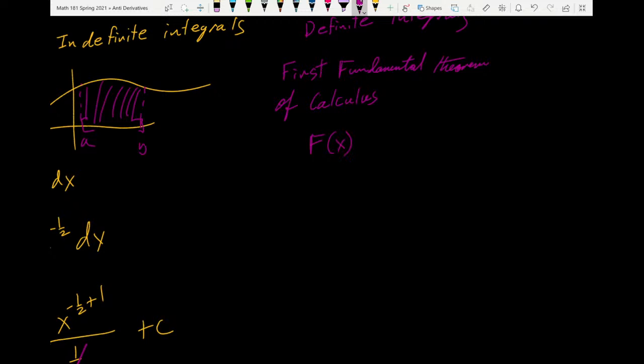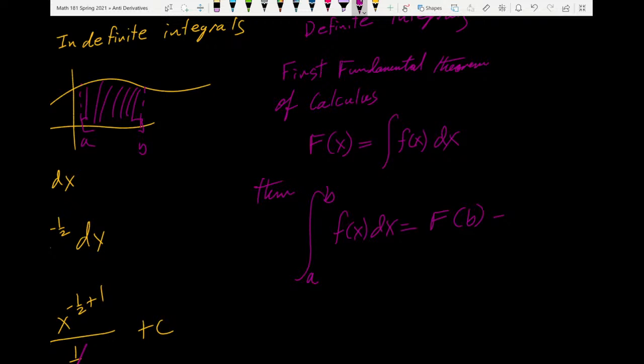Let capital F of x be the antiderivative of f of x dx. Then if we want to take an integral from a to b, where b is the bigger number and a is the smaller number, of f of x dx, then it is F of b minus F of a. That's the little bit tricky one. So we're not going to do the Riemann sum and those things.